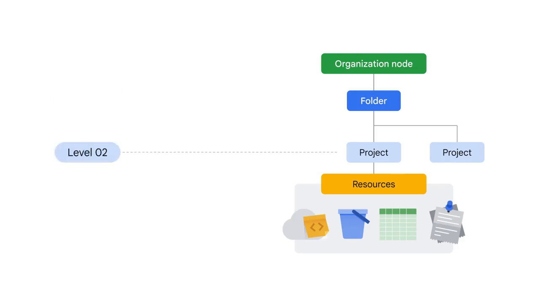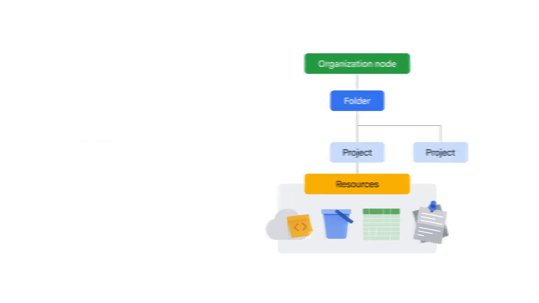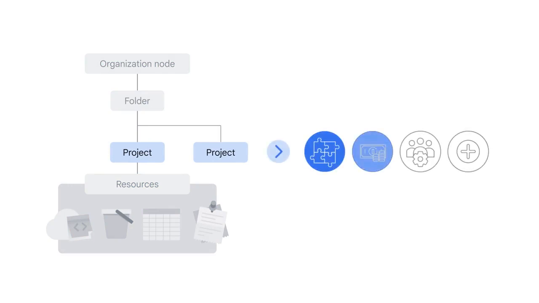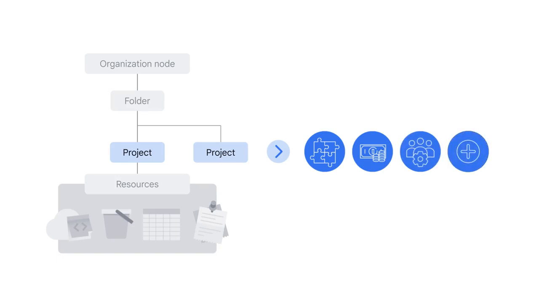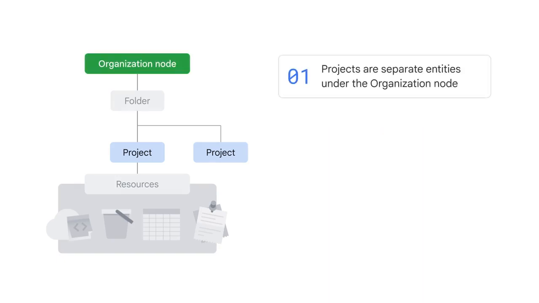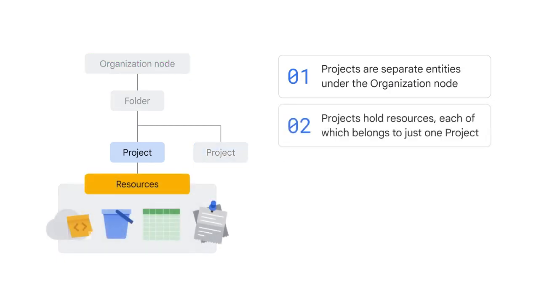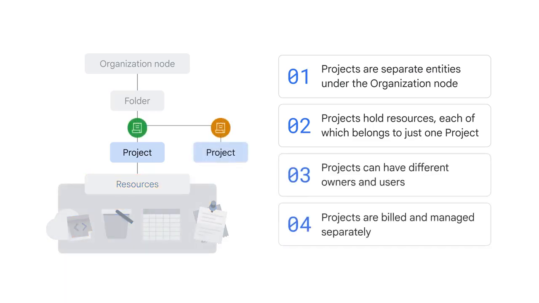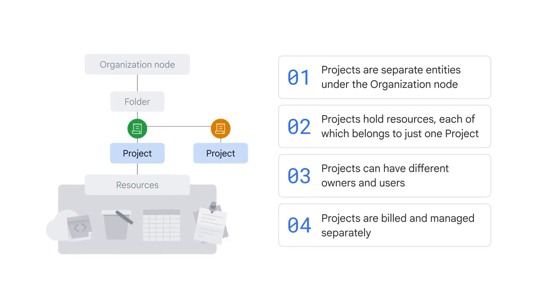Let's take a look at the second level of resource hierarchy, projects, in a little more detail. Projects are the basis for enabling and using Google Cloud services, like managing APIs, enabling billing, adding and removing collaborators, and enabling other Google services. Each project is a separate entity under the organization node, and each resource belongs to exactly one project. Projects can have different owners and users because they're billed and managed separately.